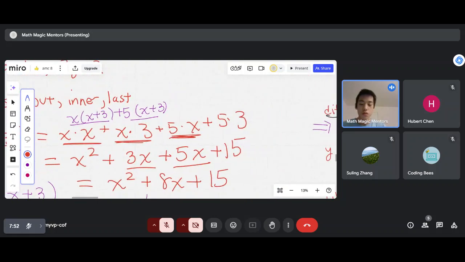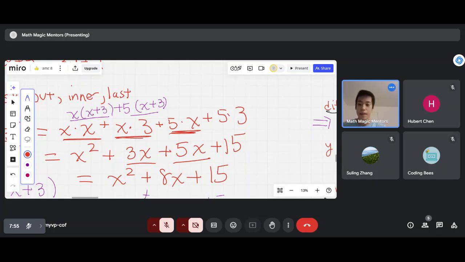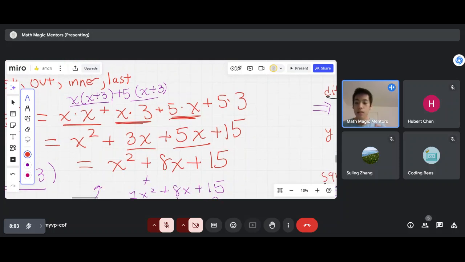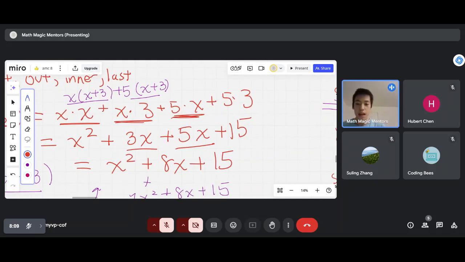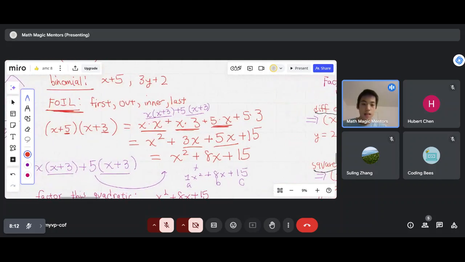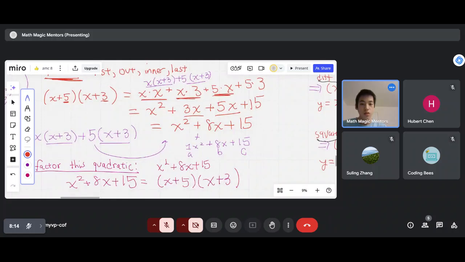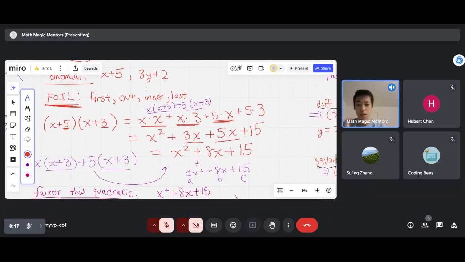And so when you do this simplifying process, you will eventually get x squared plus 3x plus 5x plus 15. And you can combine like terms, which are the x terms in this case, to get x squared plus 8x plus 15. And so that's basically how you multiply binomials. It's basically the same thing as distributing a term to each term in another parenthesis. So essentially, you're just distributing the x to the x plus 3, distributing the 5 again to the x plus 3.